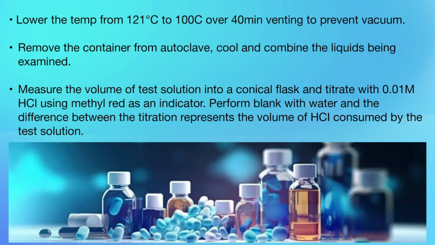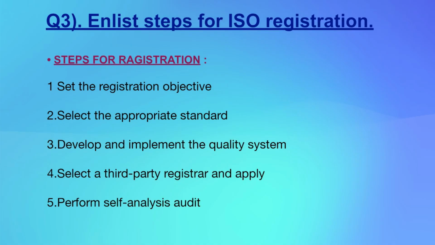Venting to prevent vacuum. Remove the container from the autoclave. Cool and combine the liquids being examined. Measure the volume of test solution into a conical flask and titrate with 0.01 molar HCl using methyl red as an indicator. Perform the blank with the water, and the difference between the titrations represents the volume of HCl consumed by the test solution.